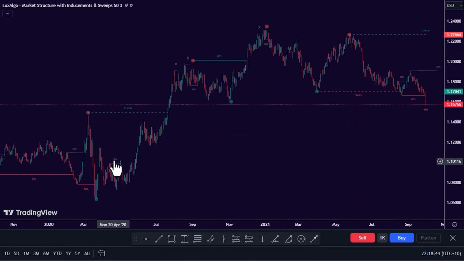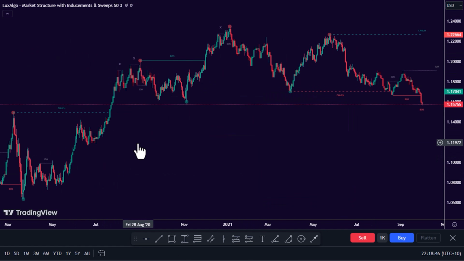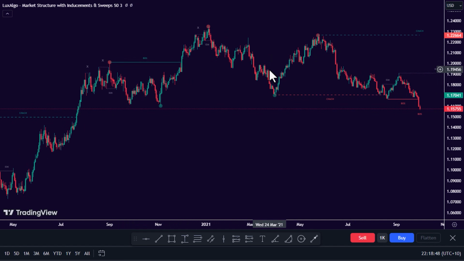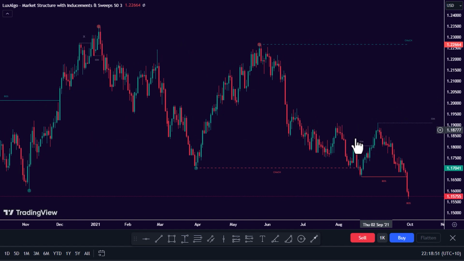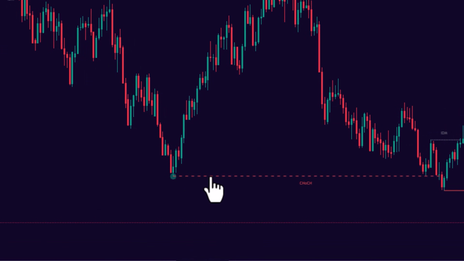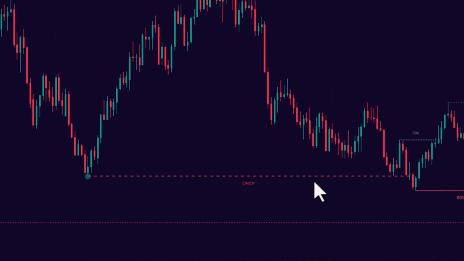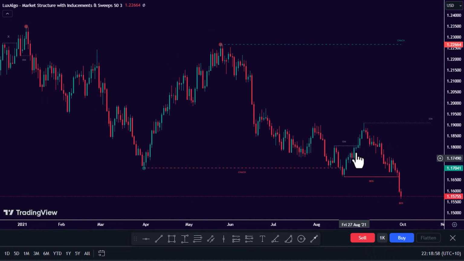How can the market structure with inducements and sweeps indicator be used to trade the reversal of an uptrend to a downtrend market? To trade the reversal of an uptrend to a downtrend market, traders need to watch out for a strong bearish breakout of the red change of character in the uptrend market. After the strong bearish breakout of red change of character, traders need to patiently wait for a sharp retest of the red change of character.